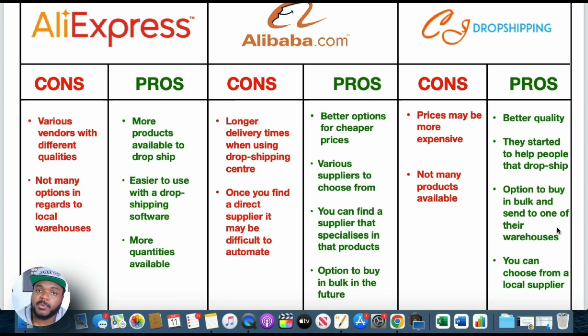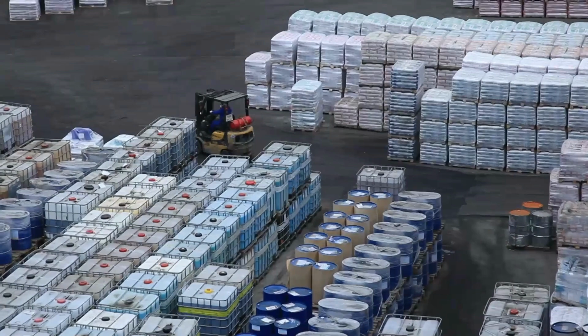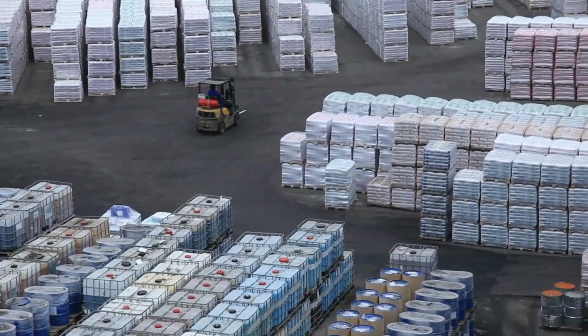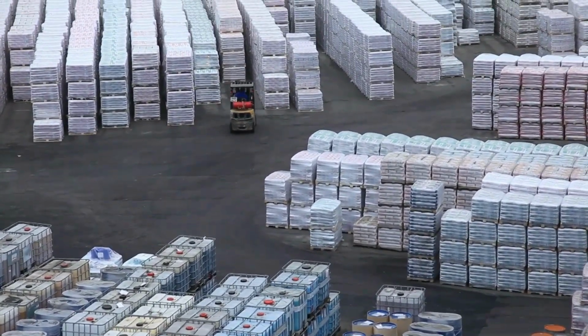And finally, one of the biggest pros that I've noticed when it comes to using CJ is that you have the option to dropship from one of their local warehouses. CJ actually have warehouses all around the world in places like the UK, as well as America, Germany, different places like that. Now, there are going to be limited options available when it comes to the stock that they have at these warehouses, but at the same time, you may be able to find a winning product that's located in one of their warehouses closer to your customers, which means that you're going to be able to offer really fast delivery.